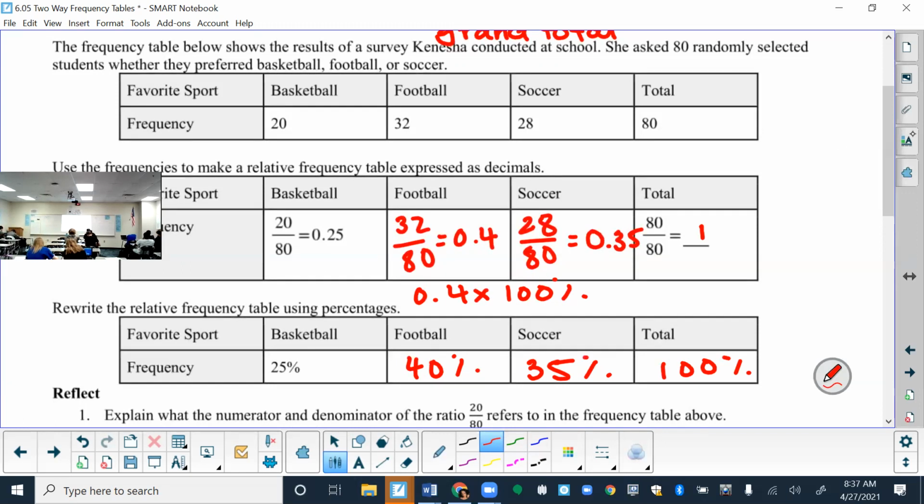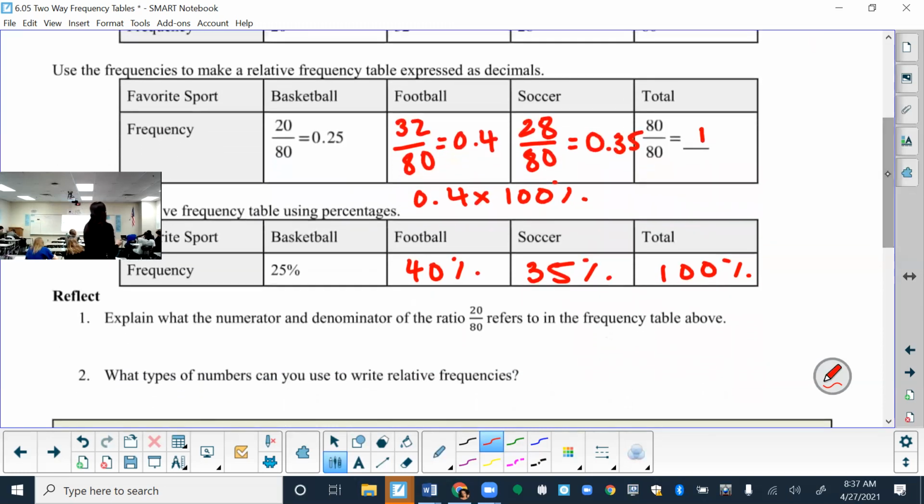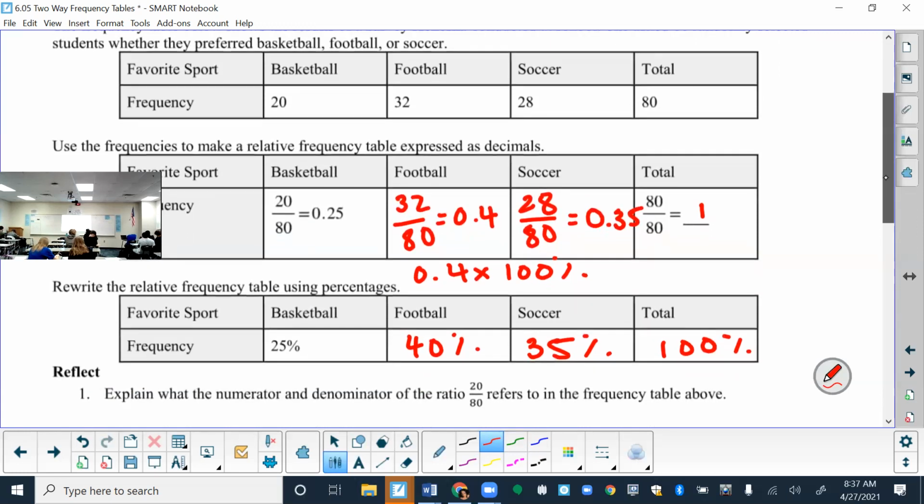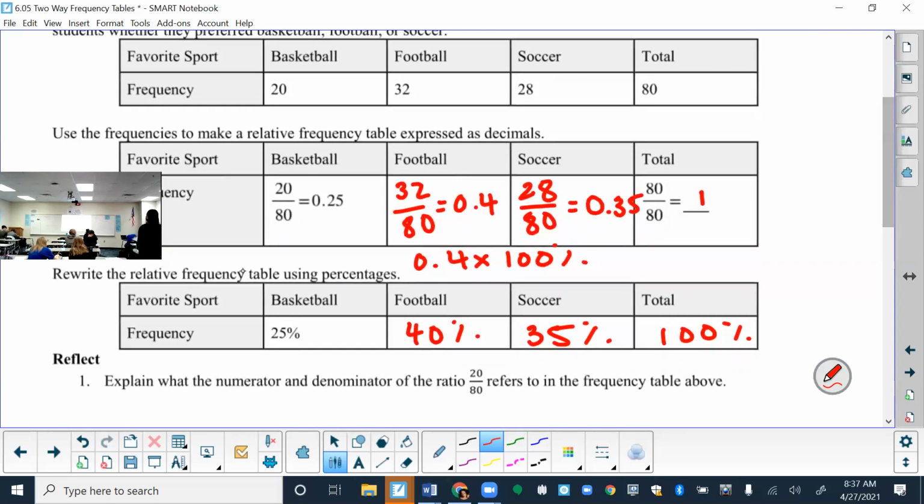Do the percentages have to add up to the total? It should. These percentages should add up to 100%. So they don't have to add up to 80? Correct. These frequencies up here add up to 80, but your relative frequencies, once you convert them to decimals and percents, should add up to 100%. Good question.